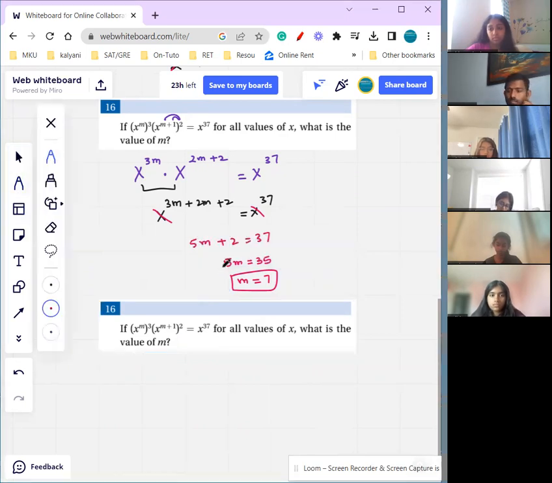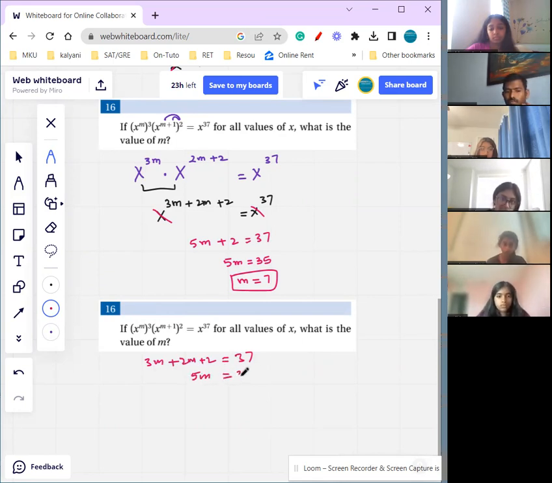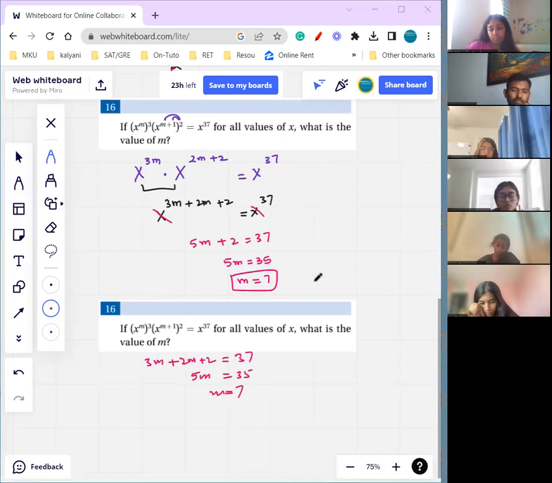So if the same question comes on the test, what you can do, instead of writing all these steps, you can do the distributive property, that is going to be 3m plus 2m plus 2, which is 37. You can write the equation right away. That's 5m plus 2, which is 5m is 35, m is 7. That's it, done with the problem already, okay? That's all you gotta do, quick. So you don't want to spend time showing the work, just do it faster. All right, good to go.